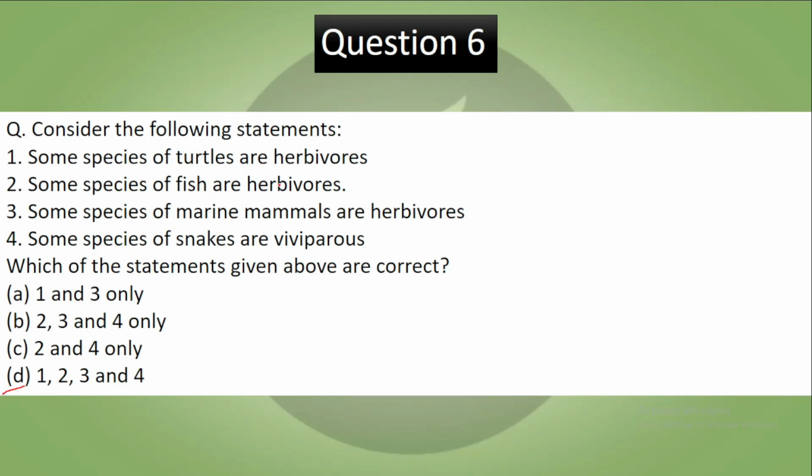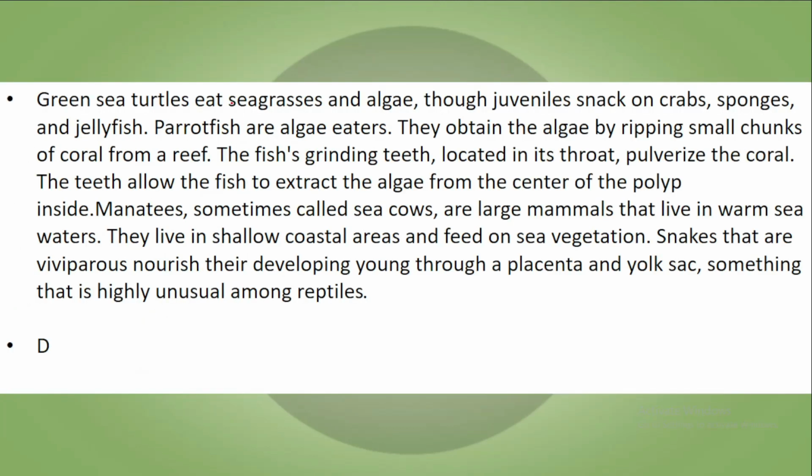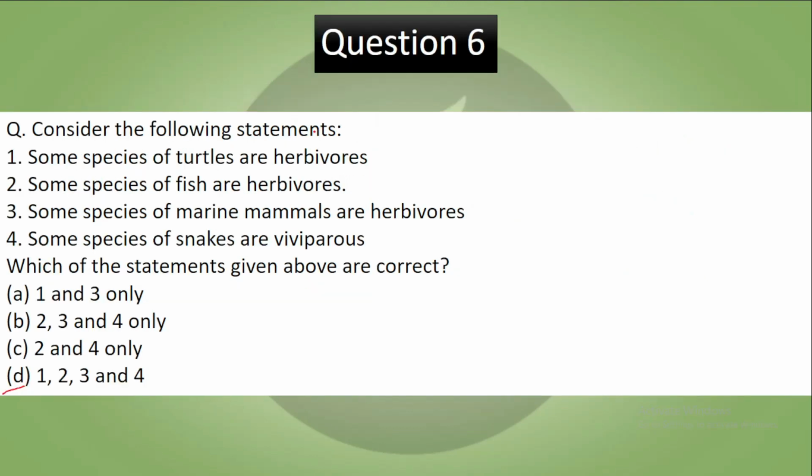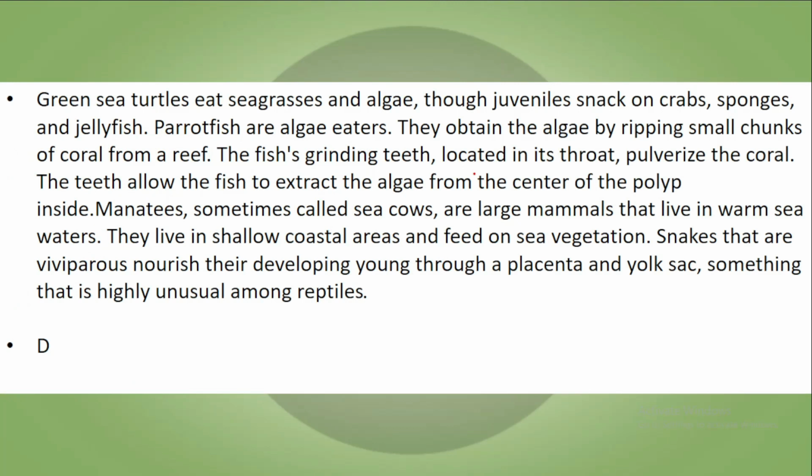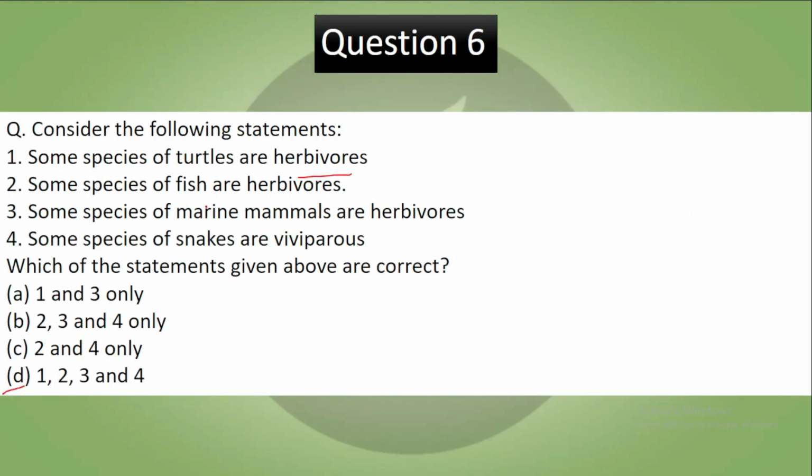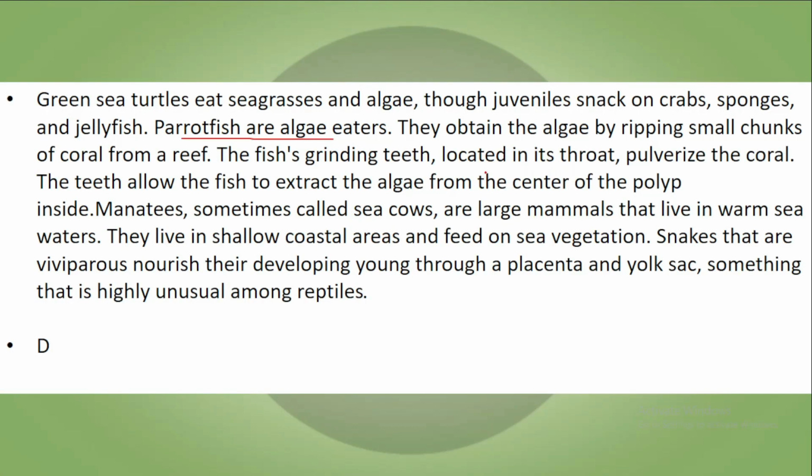All are correct. Green sea turtles eat sea grasses. So some species are herbivorous. Some species of fish are also herbivorous. For example, the parrotfish, they are algae eaters. Then some species of marine mammals are herbivorous. For example, dugong, which is found in the Gulf of Mannar, which is also called the sea cow, it is herbivorous.